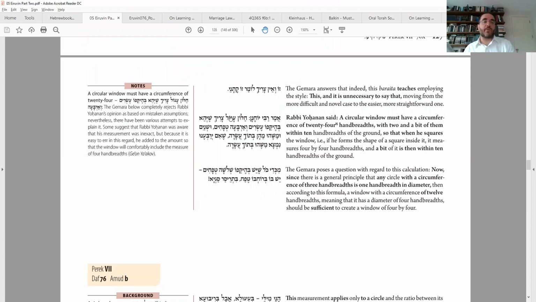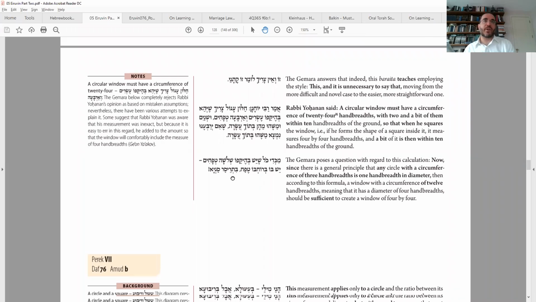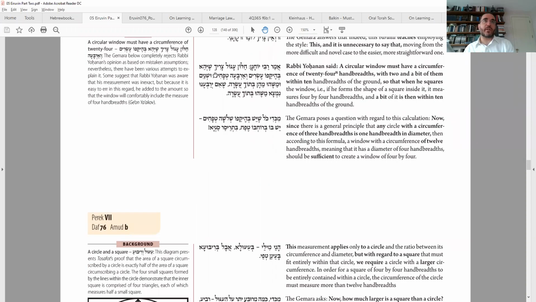If you want to have a circular window and it needs to be 4 by 4, what does 4 by 4 for a square mean for a circle, right? And so that's that. So he said it in one way, but it says behekefo here. But if you just take out behekefo, then it could work.